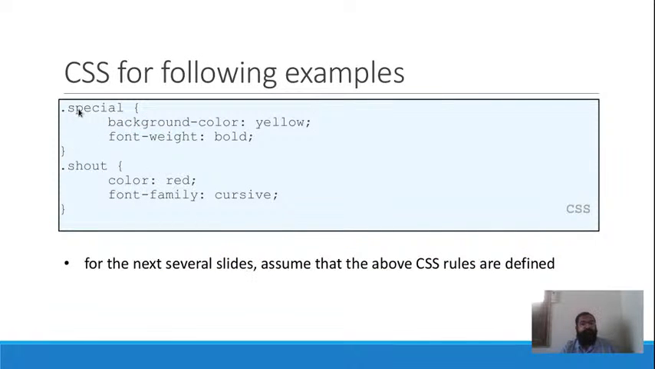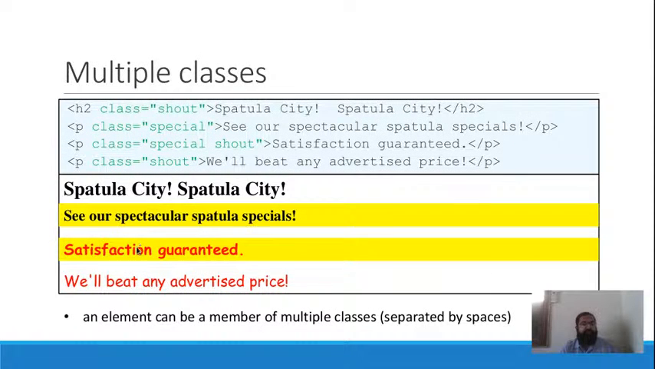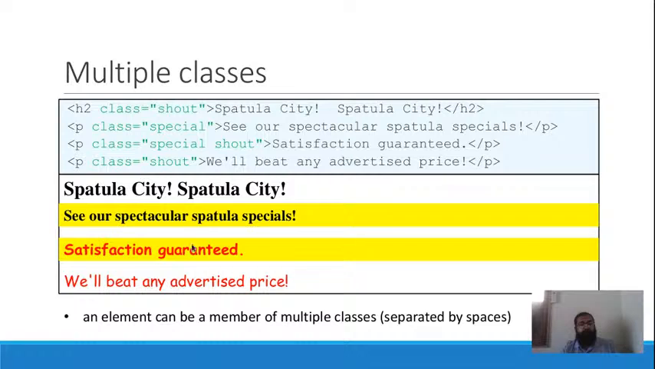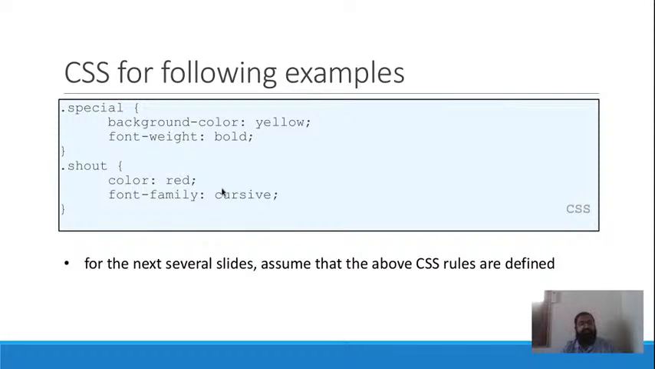So you can write for dot special, background color can be yellow and font weight can be bold, and for shout color can be red and font family is cursive. So for the third one, we have the background as yellow as well as the cursive red color also for the shout. Okay, so this is how we will use multiple classes.